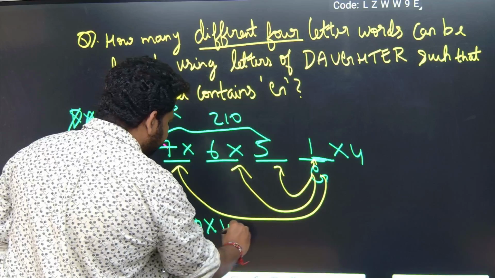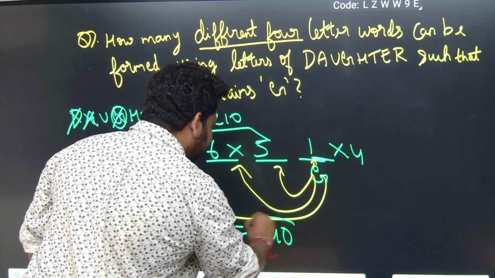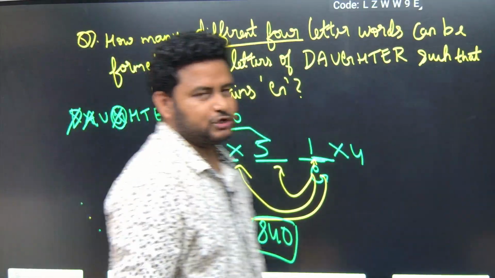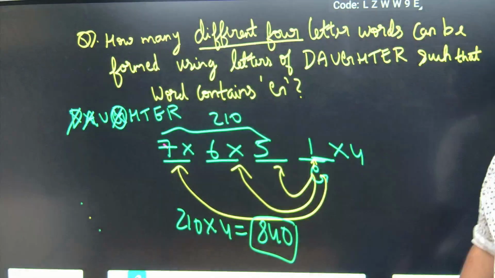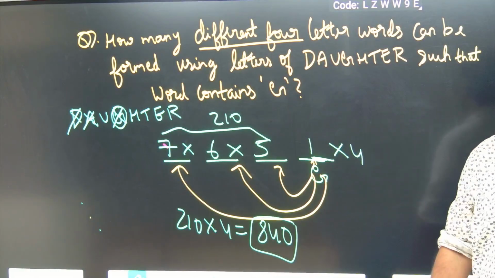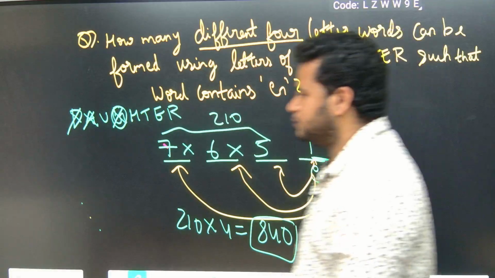210 into 4, I will get it as 840, which is the absolutely correct answer for this question. Clear, friends? This is how we have to solve this question. I hope it is clear to all of you.